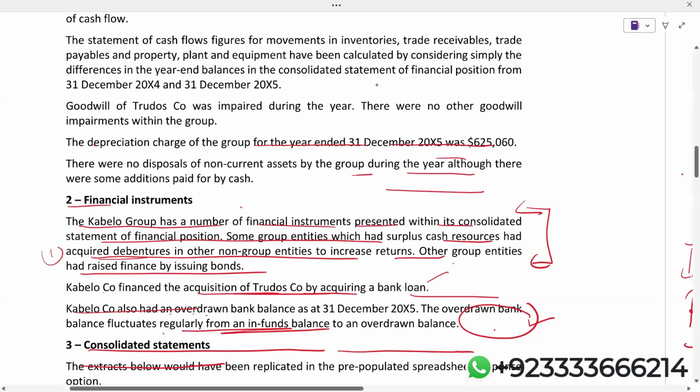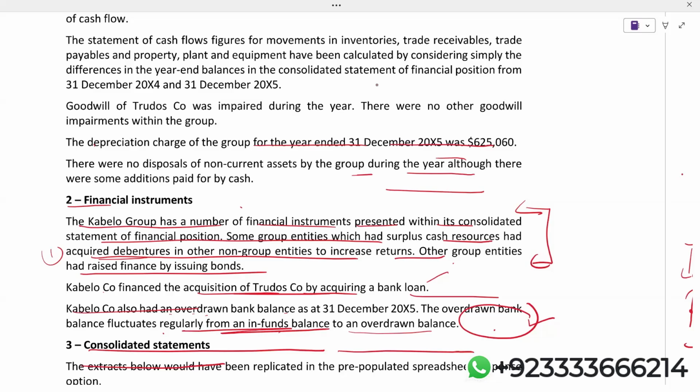Kabelo also had an OD bank balance. The OD bank balance fluctuates regularly from a funds balance to an OD balance. Now listen, students, I think at the start of the class we mentioned that normally a bank OD facility is treated as cash and cash equivalent. When I have the facility of OD, it is treated as cash and cash equivalent.